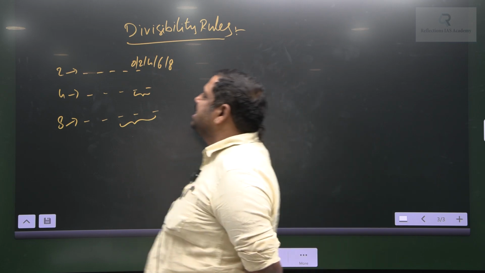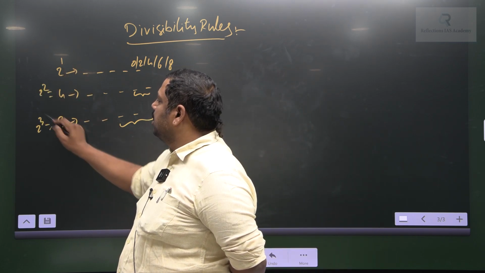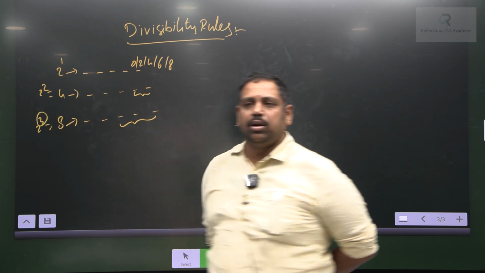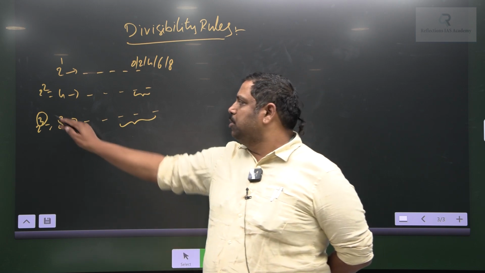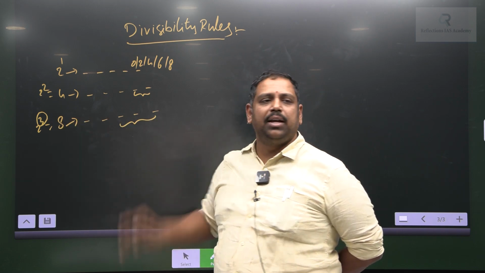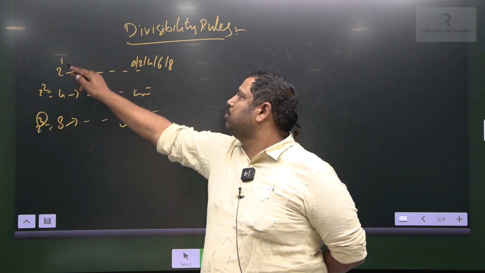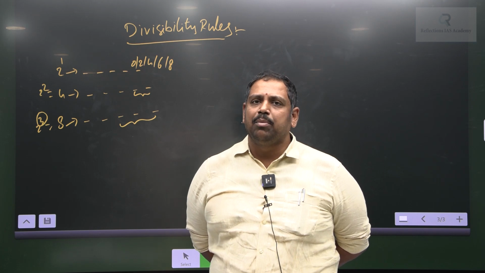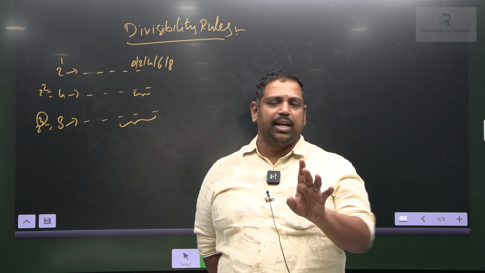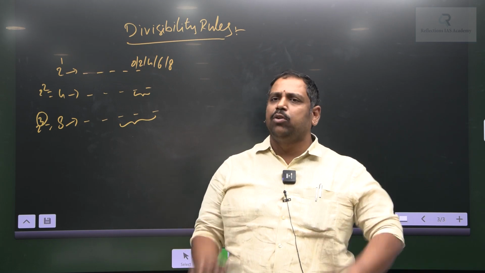So the rule is based on 2 power 1, 2 square, 2 cube. These many digits. Got it? 2 cube, the power is 3, so the last 3 digits should be divisible by 8. 4 means 2 square, so the last 2 digits. 2 power 1, the last 1 digit should be divisible by 2. 16 means 2 power 4, so the last 4 digits should be divisible by 16. 32 means the last 5 digits should be divisible by 32 and so on. But after that we don't need it.